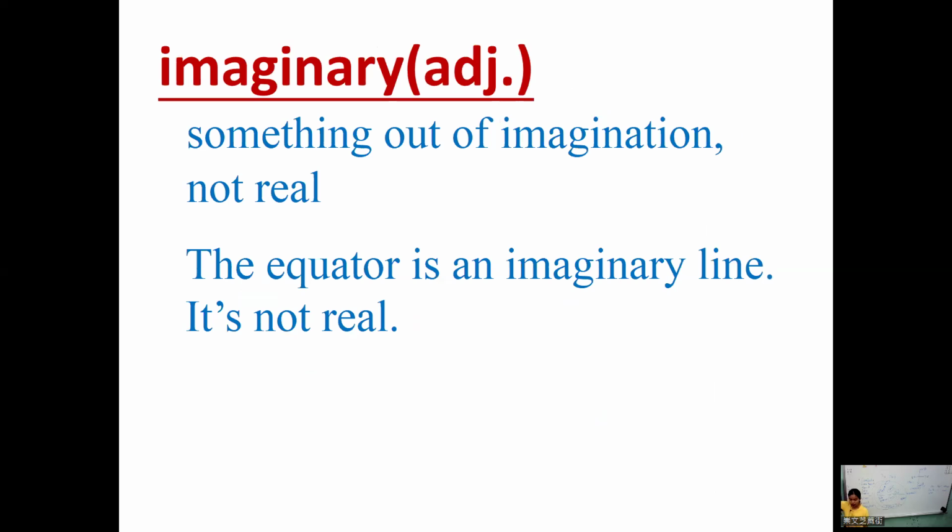Next, we have imaginary. Again, imaginary. When we say imaginary, that is something out of imagination. It is not real. Okay. So the equator. Okay, so this is the imaginary line. This is your equator. You cannot see it.